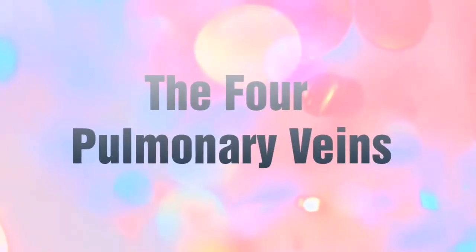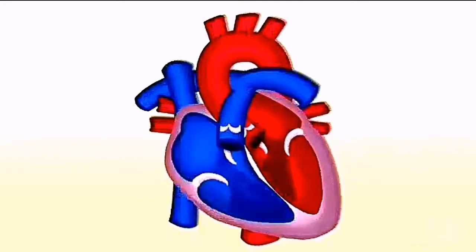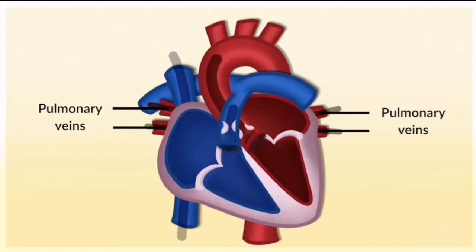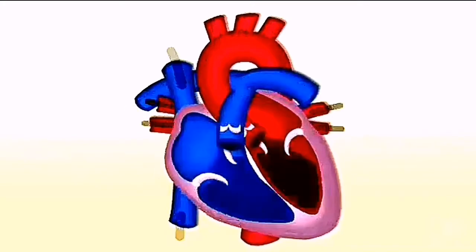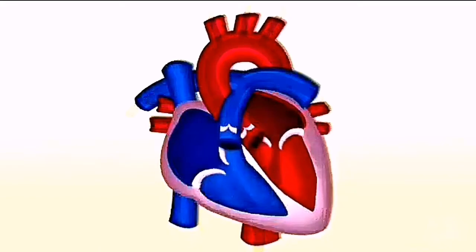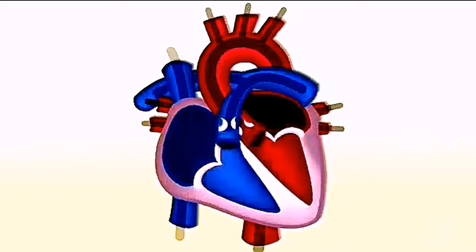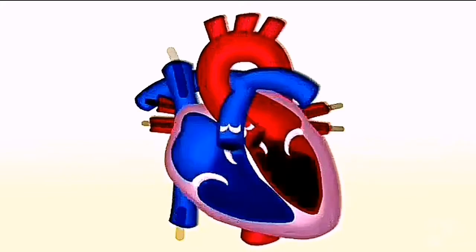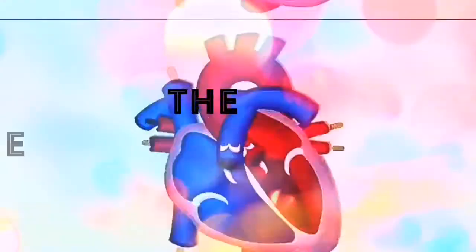The four pulmonary veins, two from the right lung and two from the left lung, carry oxygenated blood from the lungs to the left side of the heart. The oxygenated blood flows from the left atrium through the mitral valve and into the left ventricle and out through the aorta and through the body.